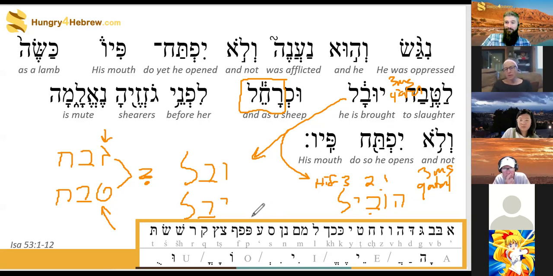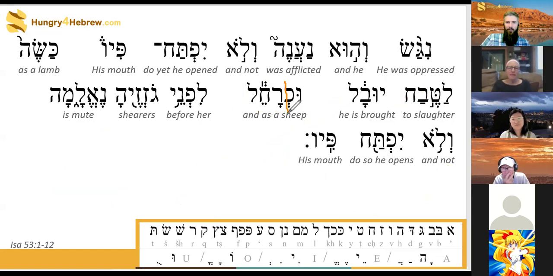Second wife of Jacob. Rachel? Not exactly. Rachel, Rebecca's mom. No, Rebecca, Rivka, was Jacob's mom. And we don't know who Rachel's mom was. Her dad was Laban. Naughty daddy.